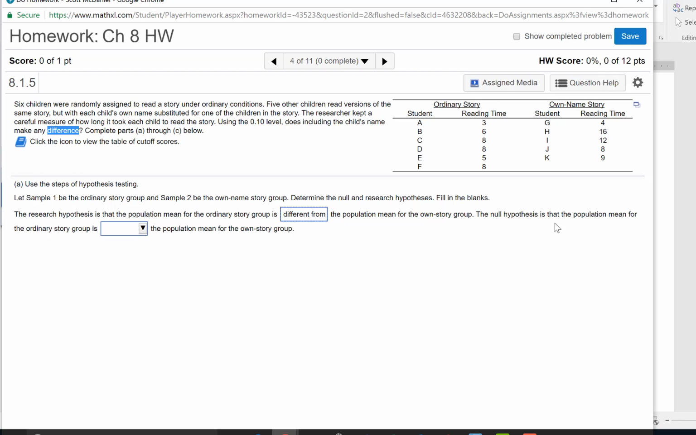So the null hypothesis is that the population mean for the ordinary story group is, and so we're going to say is the same as. So the null hypothesis has to contain the equals. So we're going to say is equal to or the same as. So you can imagine this being the not equal to symbol and the null being the equal to symbol if we're going to be using symbols.